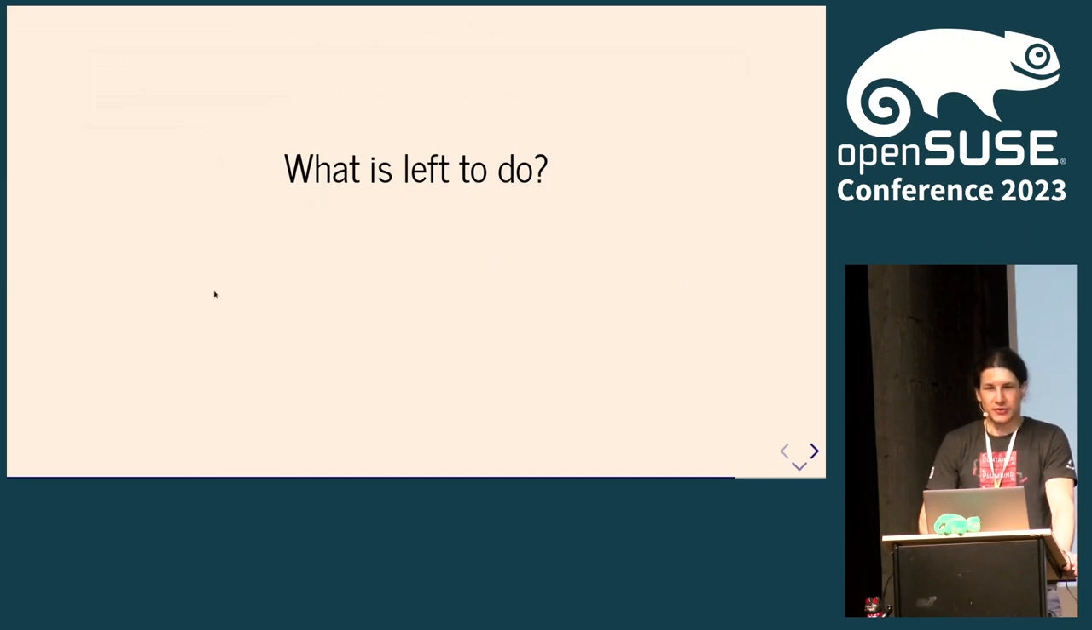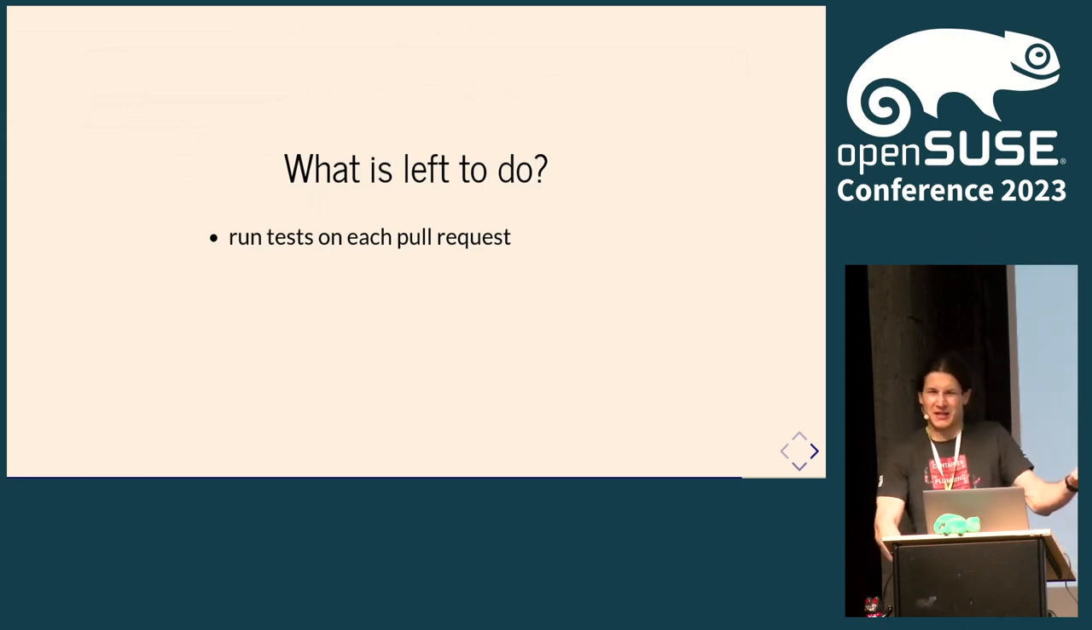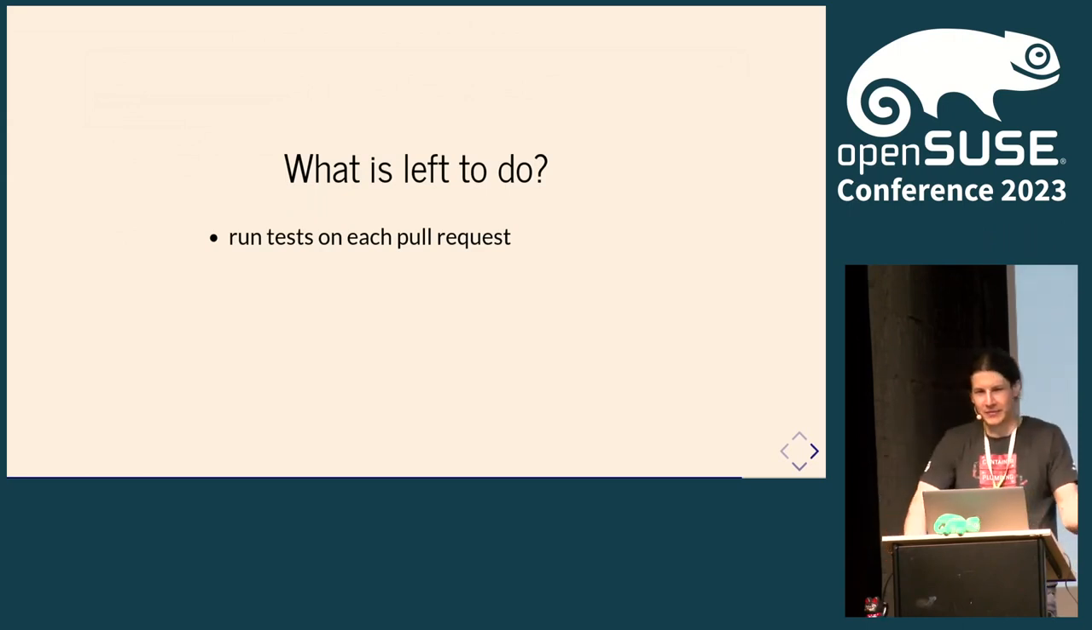So as usual, there's always things left to do. First and foremost, ensure that the automation actually doesn't break, which is harder to do than I initially thought. But at least one thing that I'd really, really like to do is, if you change the templates, currently we just try to build things. But just because things are building doesn't mean they're working. So it would be nice, we already have this test suite. It would be nice to actually run it on pull requests.